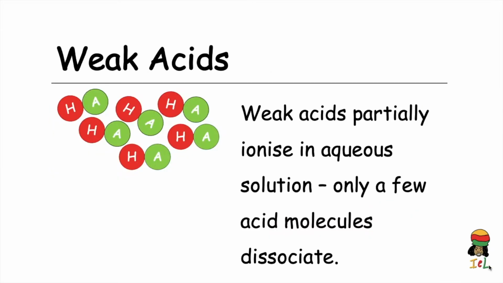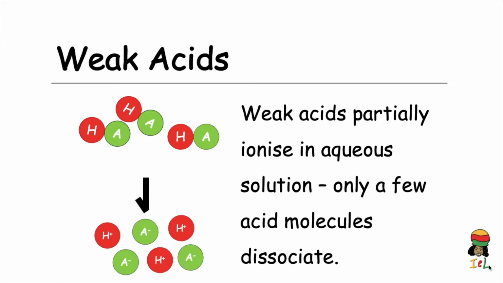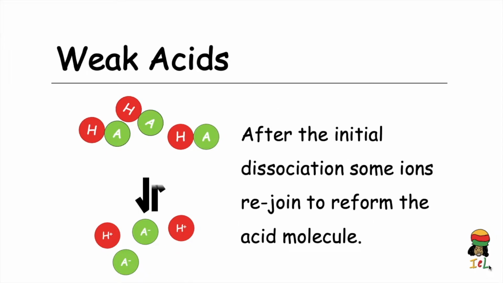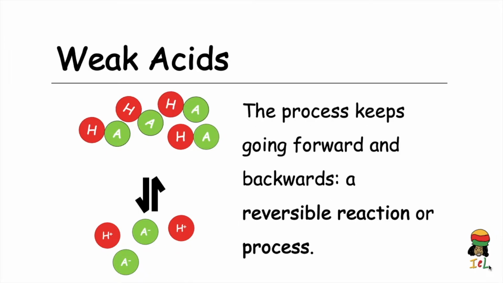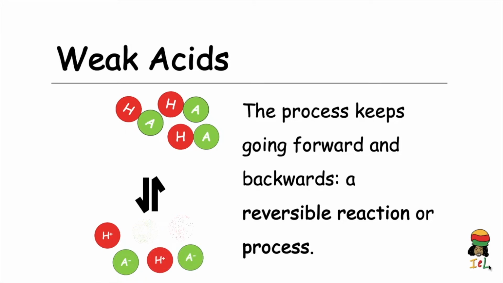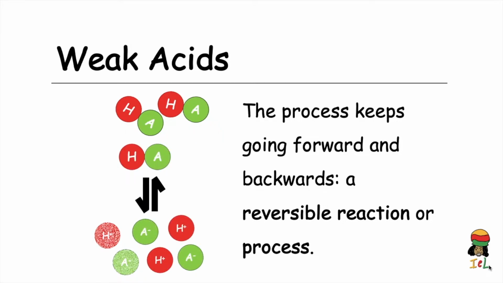We just looked at strong acids. Now we will examine weak acids. When weak acids dissolve in water, some unique things happen. First, weak acids partially ionize when in aqueous solution, that is, only a few acid molecules dissociate into ions at any given time. Secondly, some of the dissociated ions will rejoin to reform acid molecules. And thirdly, the process keeps going forward and backwards and is called a reversible reaction.